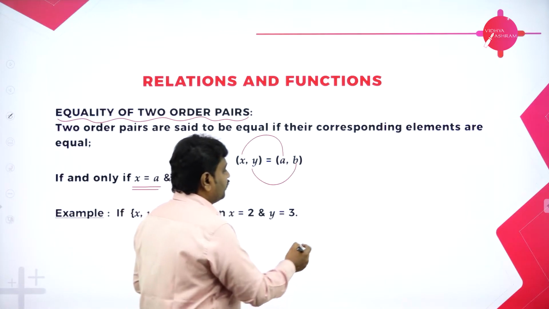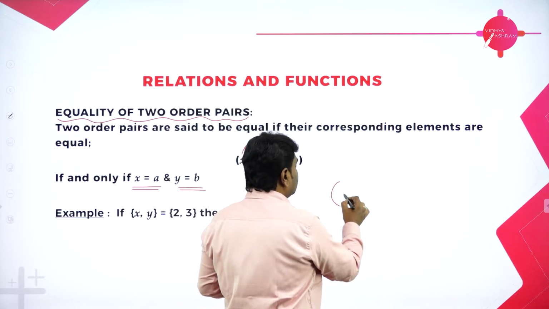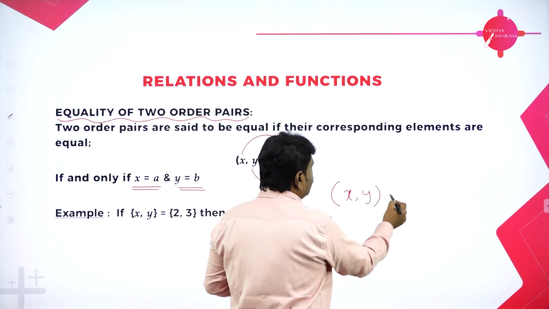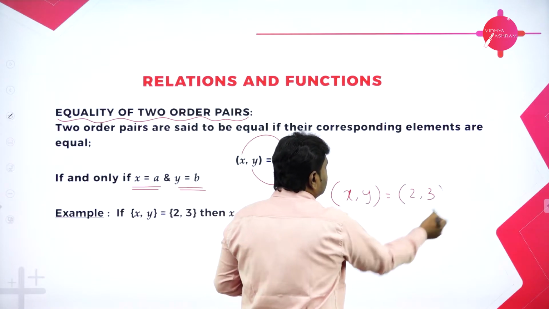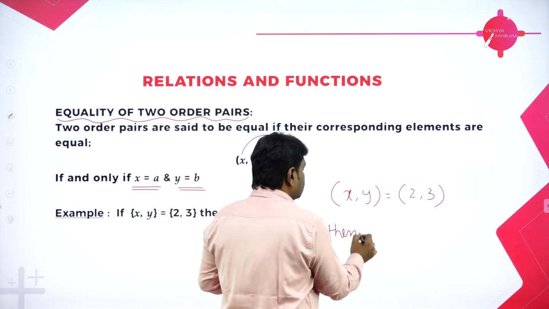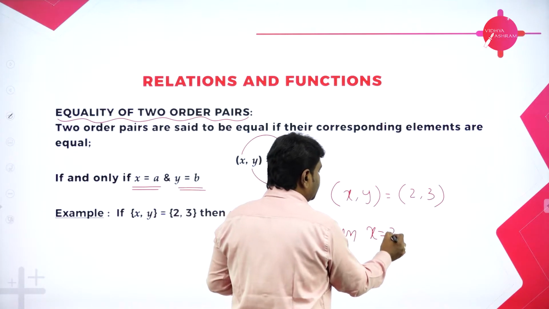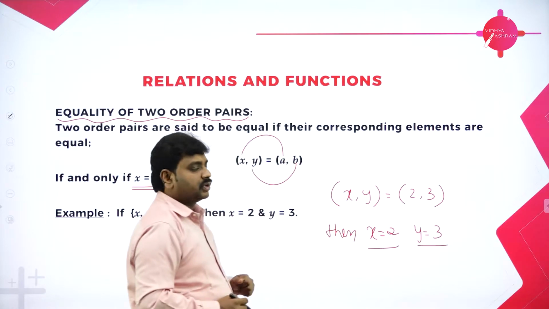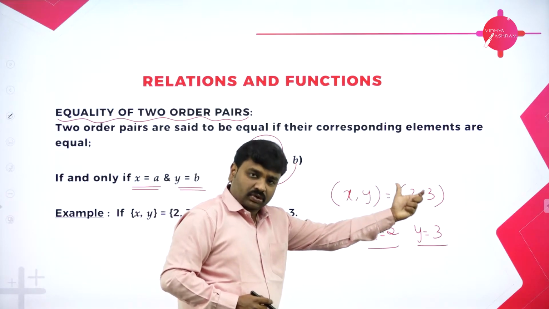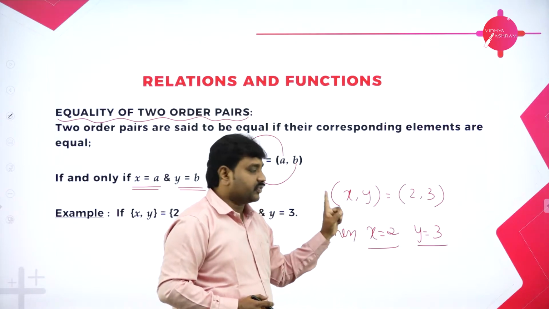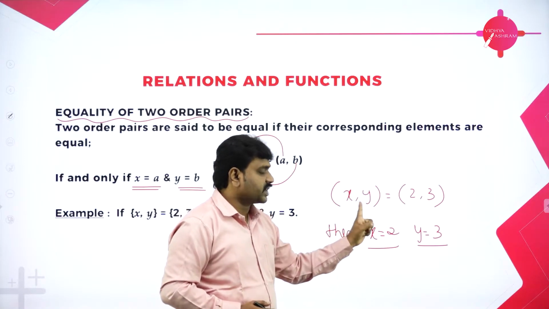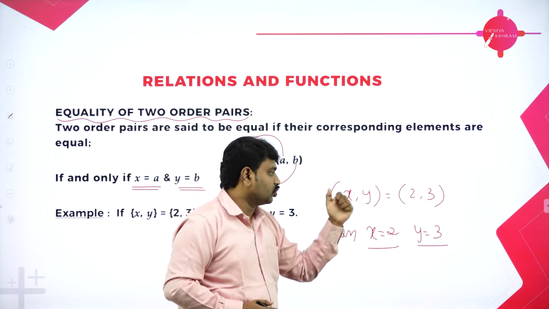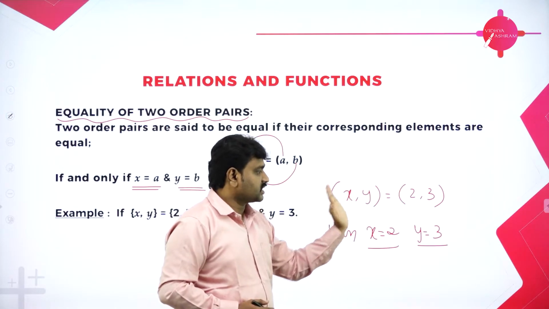So in spite of that, if I take ordered pair (x, y) equal to (2, 3), then the first element should be equal to the first element, and the second element should be equal to what? The second element. So if one ordered pair is equal to another ordered pair, then the first element should be equal to the first, and the second should be equal to what? The second. So x should be equal to 2, y equal to 3. Then I can say these two are equal.